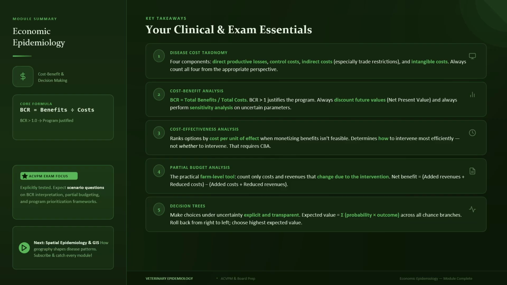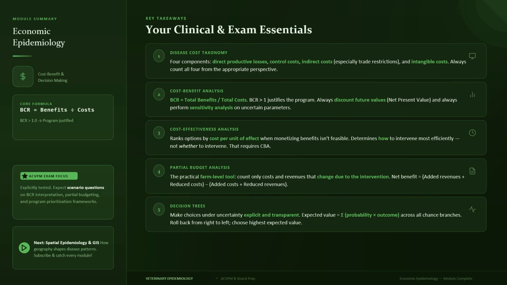Let's pull it all together with your clinical and exam essentials. First, the disease cost taxonomy. Four components: direct losses, control costs, indirect costs like trade restrictions, and intangibles. Count all four from the right perspective. Second, cost-benefit analysis. The benefit-cost ratio equals benefits over costs, and greater than 1 justifies the program.